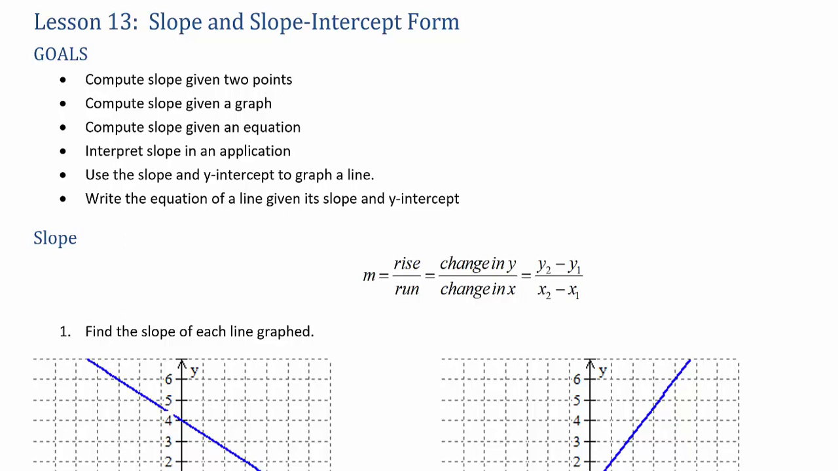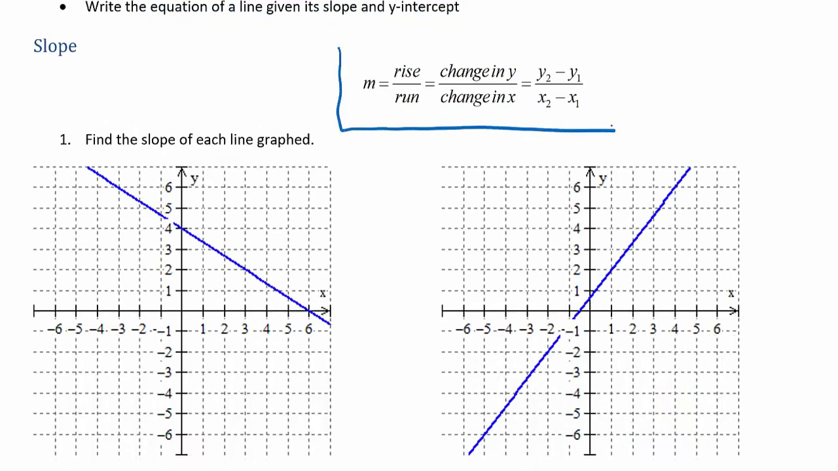Going to continue our discussion about lines today, but we're going to take a look at two big ideas: slope, and then also the slope-intercept form of a line. So I have the formula for slope written down in your notes. It's defined to be rise over run, or the change in y over the change in x. So I'm going to show you what I mean by that formula using a couple of different examples.